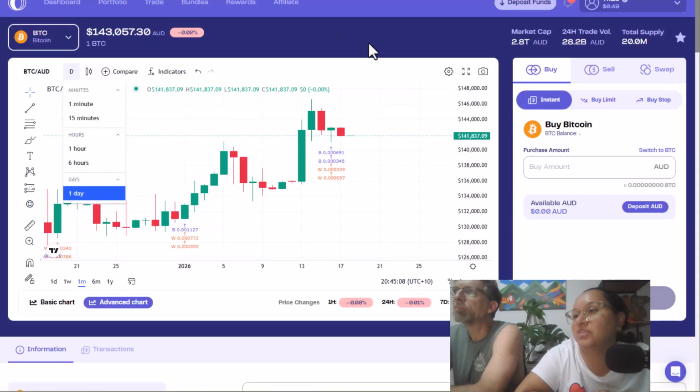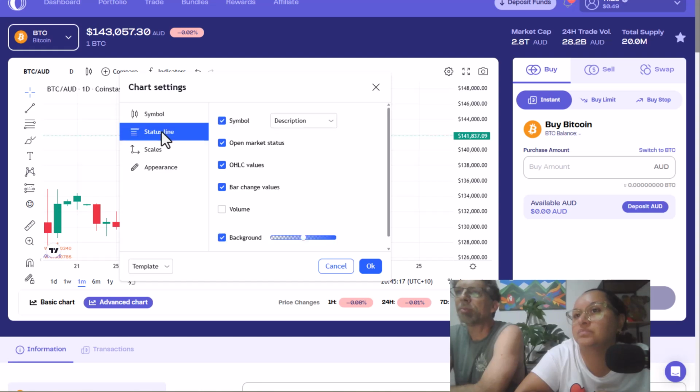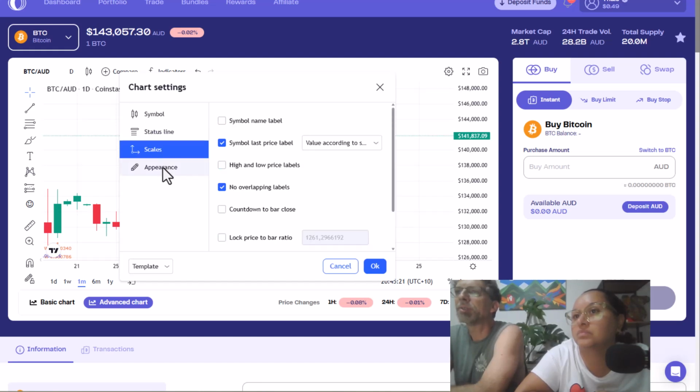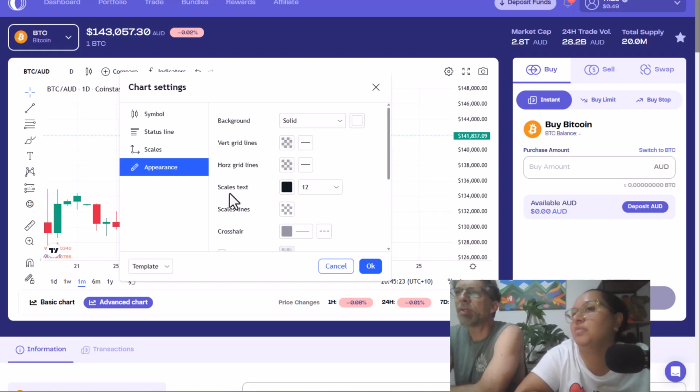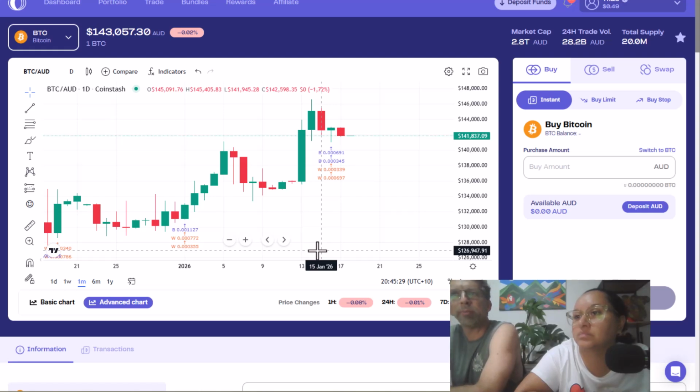There is a settings icon there. I don't know if that will make it better. You can change the candle symbols, status, scales, appearance. It's not going to give you time frame changes. No. Oh, okay. That's okay. So it just depends on what time frame you really want to look at, what you've been trying to do. We could go into all the details of that in another video.